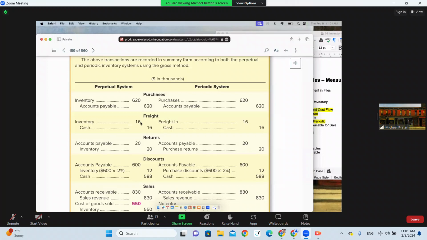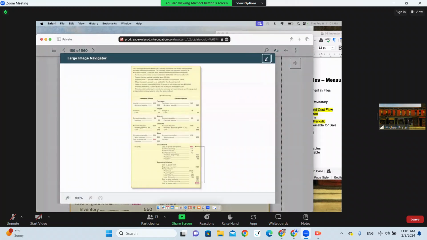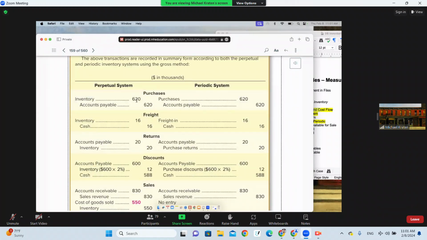And as a result, when you pay the extra 16, you slap your forehead and say, oh, that's right. The inventory that I bought, the value of that actually is 636. And thus, instead of perhaps debiting expense by 16, you add the additional cost of inventory, the additional 16, to the 620. That's why you're debiting inventory.